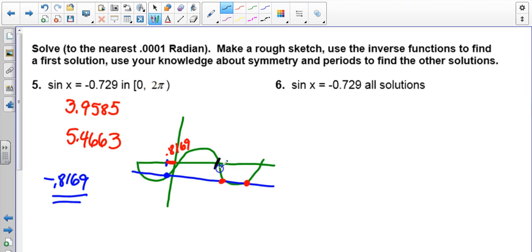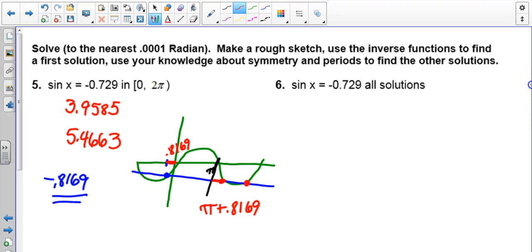What's this value right here? That's pi. This little red line is the same value here, yes? So I could have said pi plus 0.8169. Try that. Type that in your home screen. Pi plus 0.8169. Do you get the 3.951? Okay.